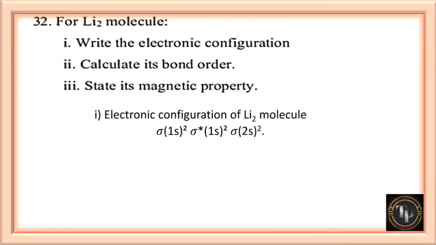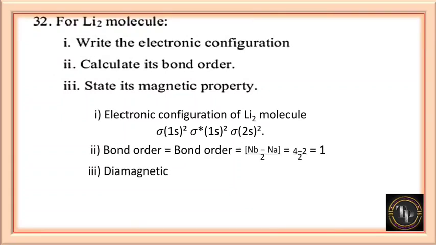Lithium molecule, write the electronic configuration. Electronic configuration of the Li2 molecule. So 1 lithium contains 3 electrons, so 2 lithium contains a total of 6 electrons. See the electronic configuration. This question is based on MOT, guys. Already studied in chemical bonding. If you have not seen the video, the link is given in the description. Please go through it. Sigma 1s2, sigma star 1s2, sigma 2s2.